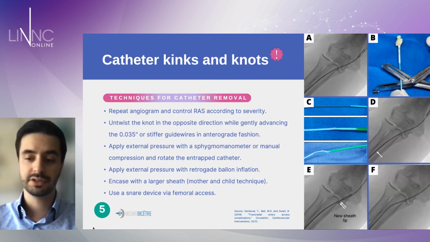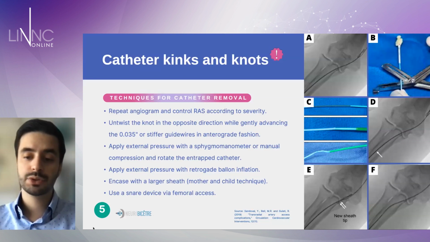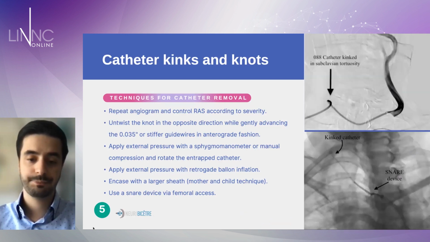Catheter kinks are other feared complications and can be avoided by carefully manipulating the material and avoiding excessive rotation of the catheters, especially at the arch level due to extreme angulation. If that happens, try to untwist the knots in the opposite direction, apply external pressure, encase the loop or the knot with a large diameter catheter, or use a snare device.